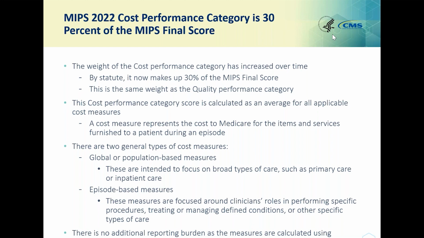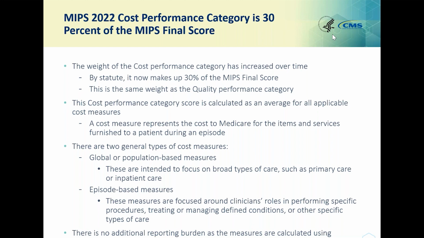Each of the MIPS performance categories has a weight assigned to it. The weight of the MIPS cost performance category has increased incrementally over time. 2017 was the first year of MIPS, and the cost performance category was weighted at 0%. Each year since then, it has increased by 5 or 10% to provide clinicians with adequate time to prepare and gain experience with the cost measures while they represent a smaller portion of the MIPS final score. The cost performance category increased to 10% in 2018 and 15% in 2019.